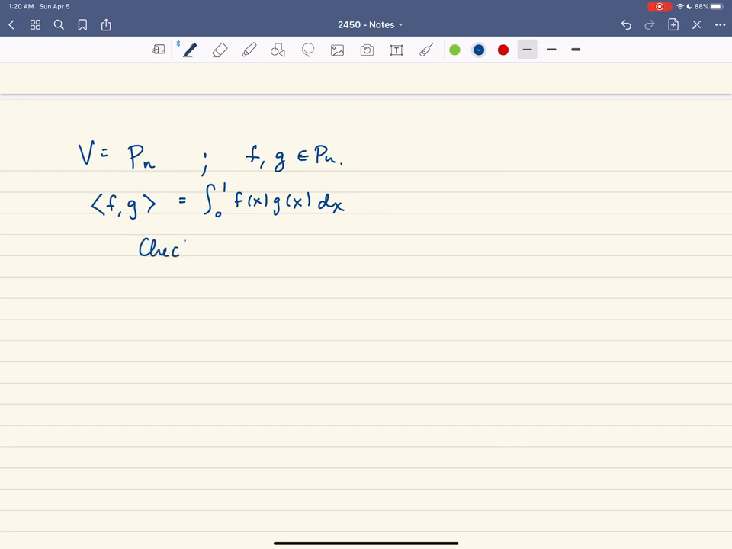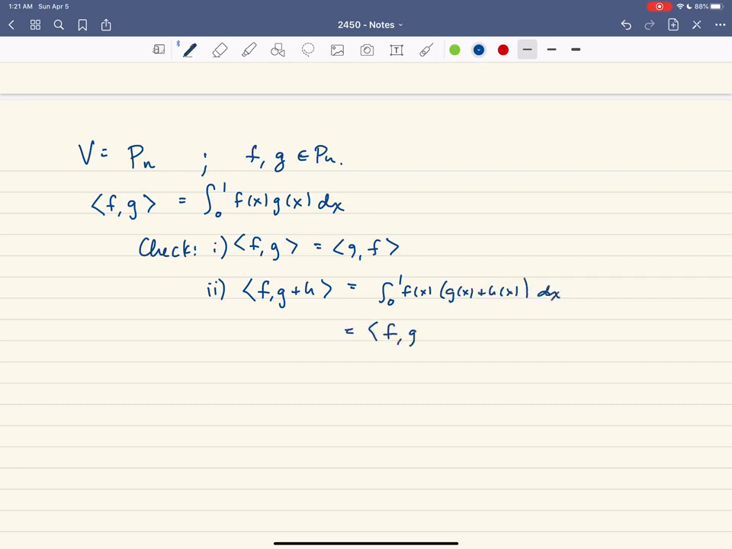If I take the inner product of f and g, that's the same as the inner product of g and f. If I switch the order, it doesn't change anything in the integral. So the first condition is satisfied. If I take the inner product of f and g plus h, this would be the integral from 0 to 1 of f times g plus h. If you distribute that, you would see very quickly that this is the inner product of f and g plus the inner product of f and h. I'll leave the details to you if you want to check that.